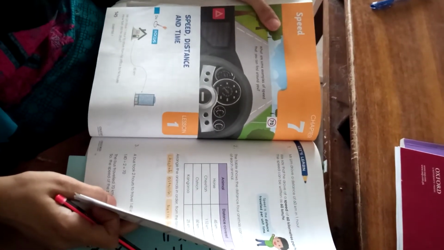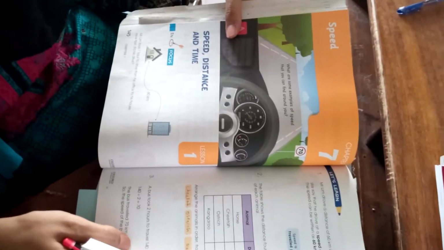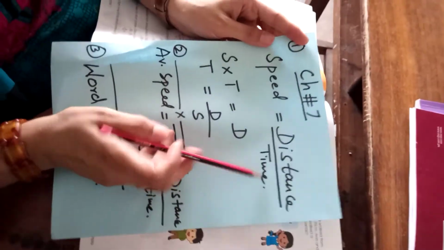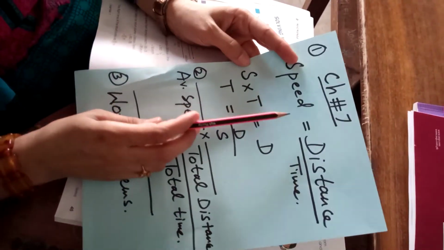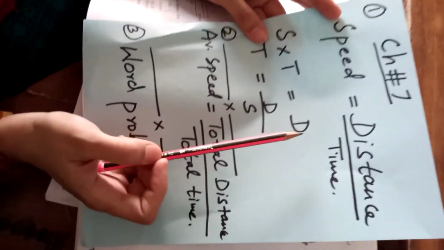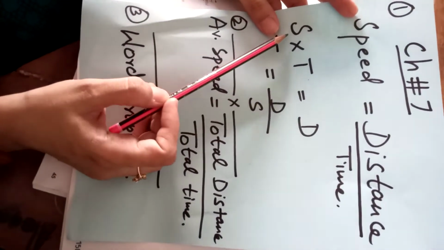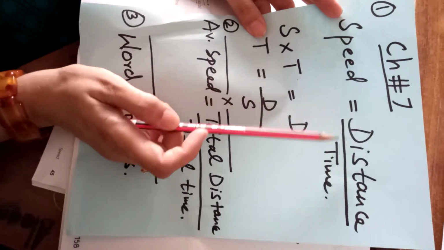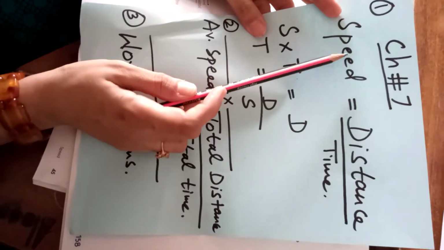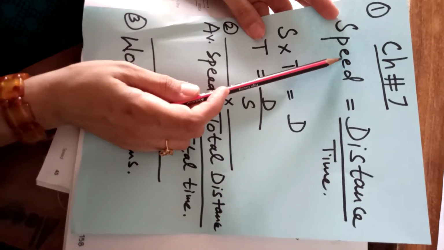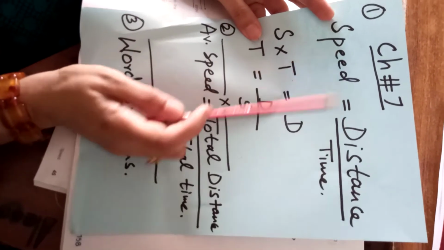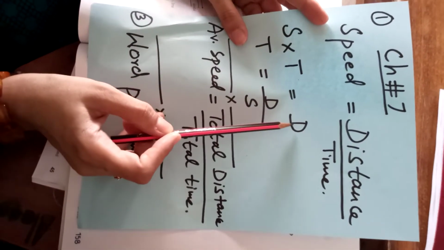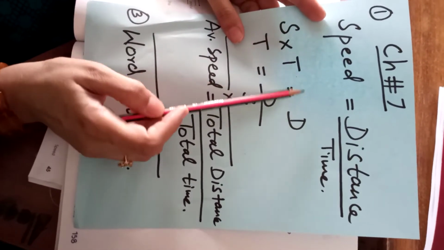The first lesson which we have discussed is the speed formula. Speed is equal to distance upon time, I told you. If you are given speed and time and have to find the distance, you shift the time to the speed side. Time is divided, so when shifted to the other side it becomes multiplied. Then you can easily find the distance: speed multiplied by time.